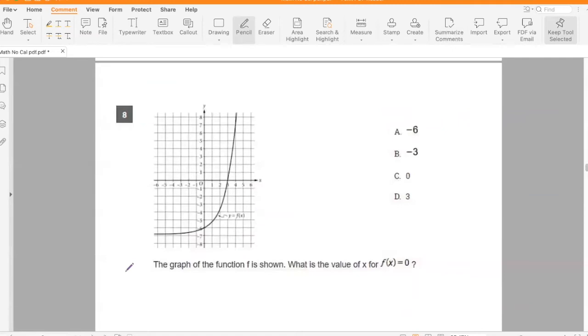The graph of the function f is shown. What is the value of x when f(x) is 0? So f(x) is 0 here. So the value of x is 3.